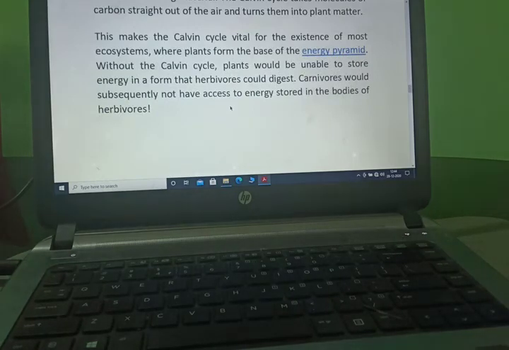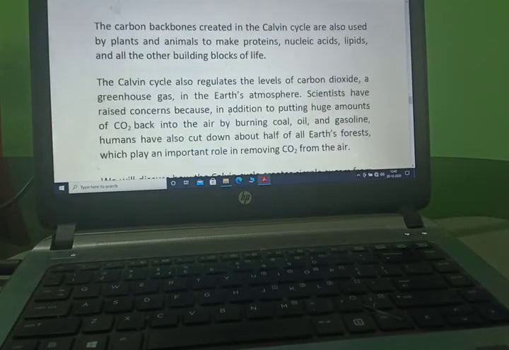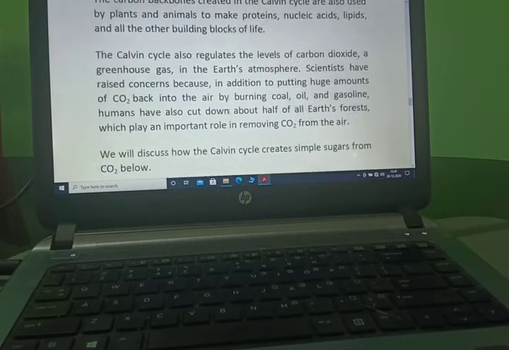This makes the Calvin cycle vital for the existence of most ecosystems where plants form the base of the energy pyramid. Without the Calvin cycle, the plant would be unable to store energy in a form that herbivores could digest. Carnivores would subsequently not have access to energy stored in the bodies of the herbivores. The carbon backbones created in the Calvin cycle are also used by plants and animals to make protein, nucleic acid, lipids and all other building blocks of life.